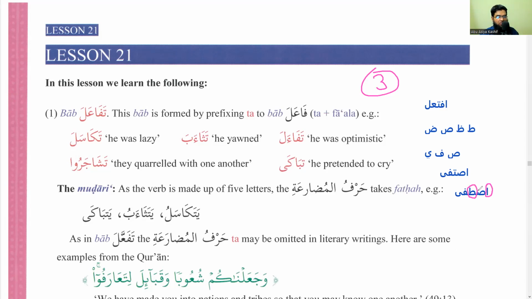So why is it ta extra? It was actually a tha. Correct? This ta changed into a ta. This is the first rule. Number 1 rule.